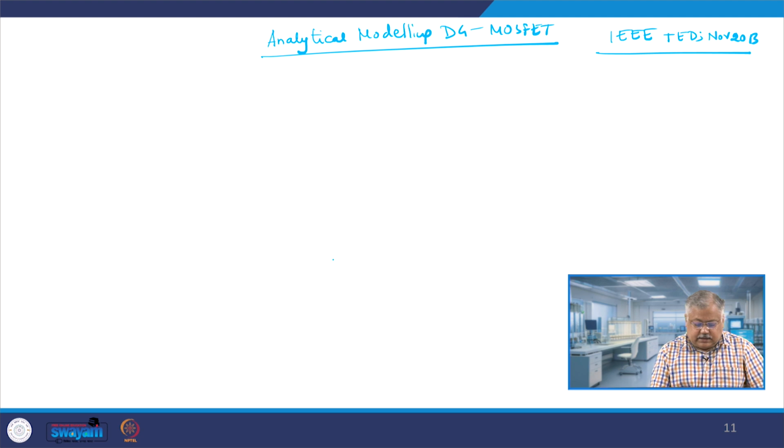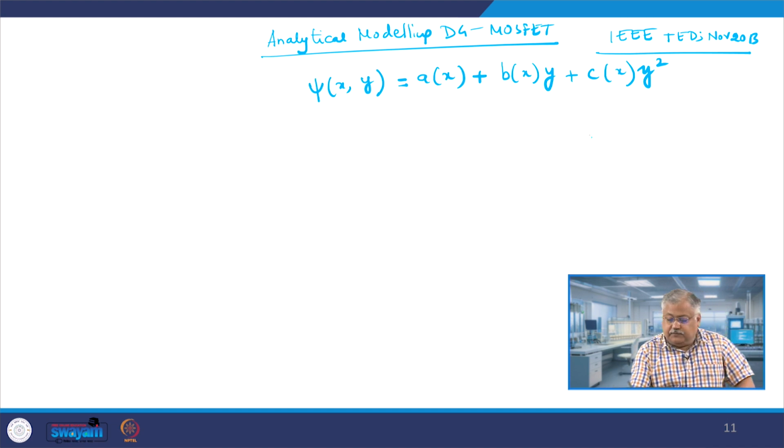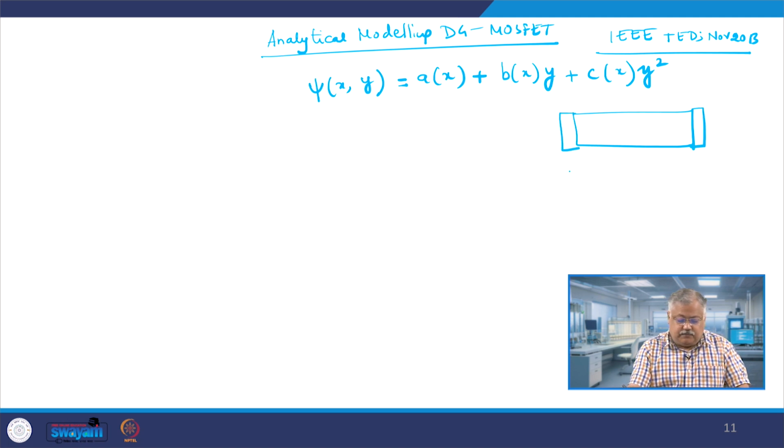Parabolic in the sense that the potential, which is a function of x and y, can be written as a(x) plus b(x) y plus c(x) y squared. And if this is my double gate MOSFET, with this as my drain and this as my source end, then we define x and y. We need to showcase that as well. This is your x, and this is y.